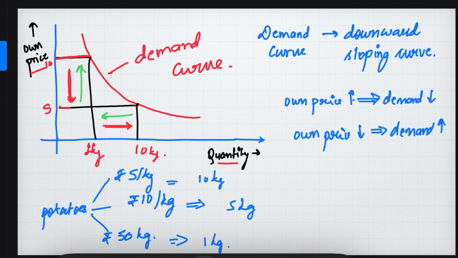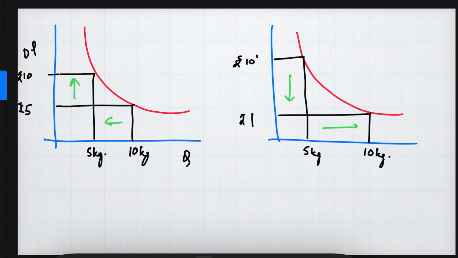If the own price of a good increases, then its demand would reduce. We can see in the graph as well that if the price of a good increases, say from 5 to 10, then its demand would reduce from 10 to 1 kg. Here is a graph showing it clearly: if the price of a good has increased, then its demand would reduce. Similarly, if the price of a good has reduced, its demand would increase.